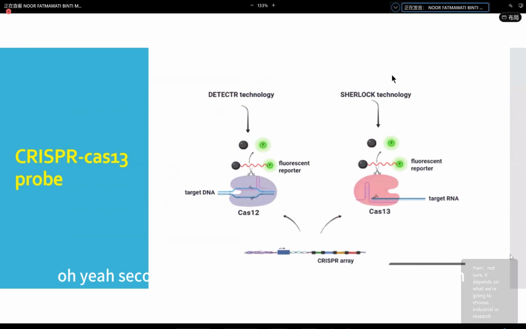Oh yeah, second semester, it depends, industrial or research, right? So if you choose industrial, maybe you won't. But nobody in the first semester covered this CRISPR, how CRISPR works, huh?